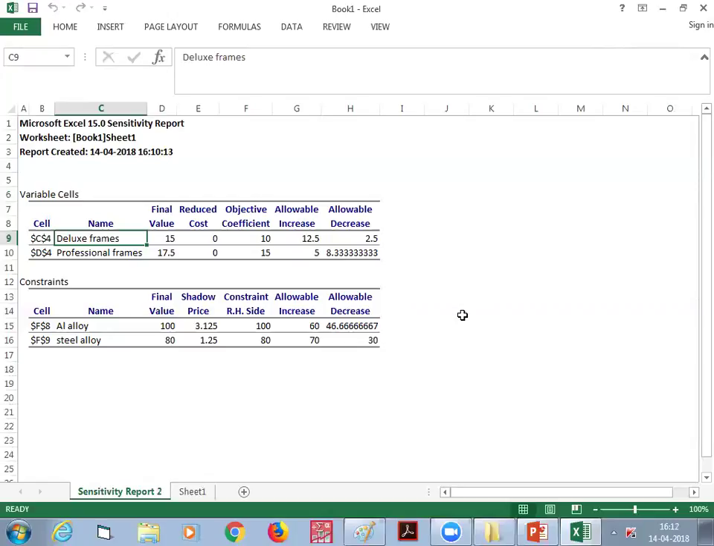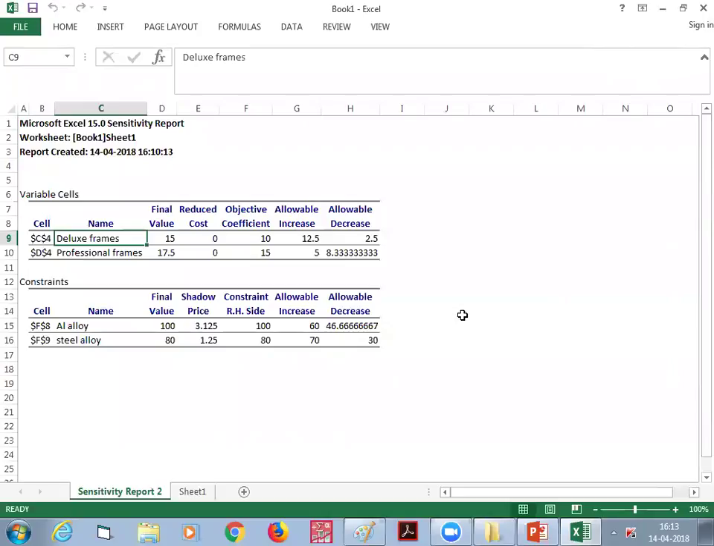No, so per unit. So an additional pound of aluminum alloy will increase the profit by 3.125, absolute units, not percentage, absolute units. Okay? All right? Similarly, if we were able to get 1 more pound of steel, we can increase our profit by 1.25.